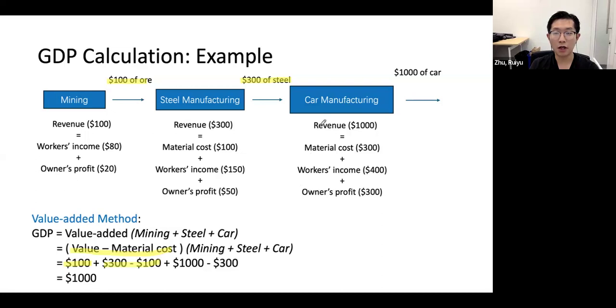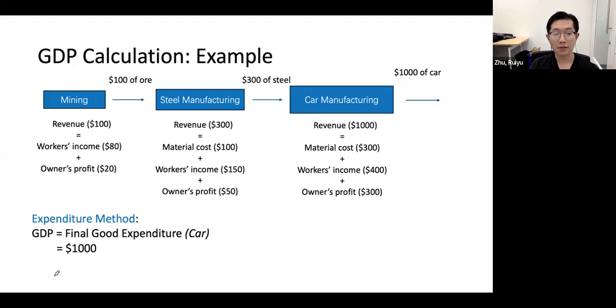Similarly, in the car manufacturing industry, although they produced $1,000 of cars, this $1,000 is not all generated within this car industry because they used $300 of steel. So we need to subtract the intermediate goods inputs, right? So when we add all the value added in each industry, we get the same number, $1,000.